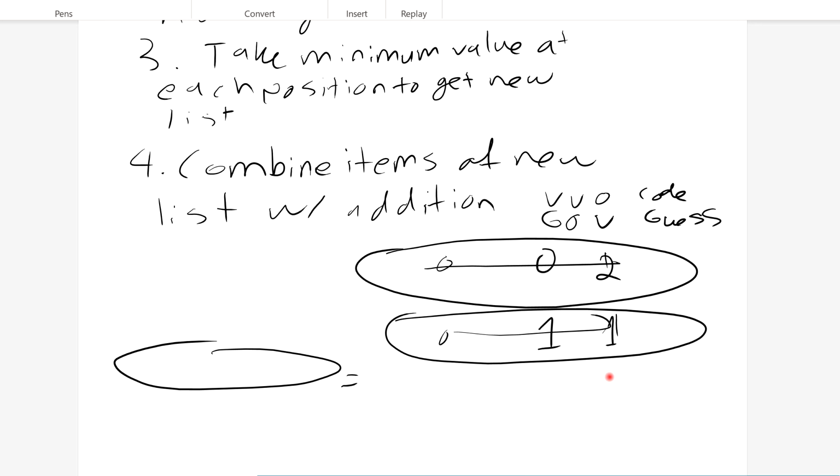So that's the reason that when you take the minimums and get this new list, and then you combine them into one, you get the total number of out of place letters. These ones represent one letter that is out of place, and then you combine them together to get the total number of letters that is out of place.